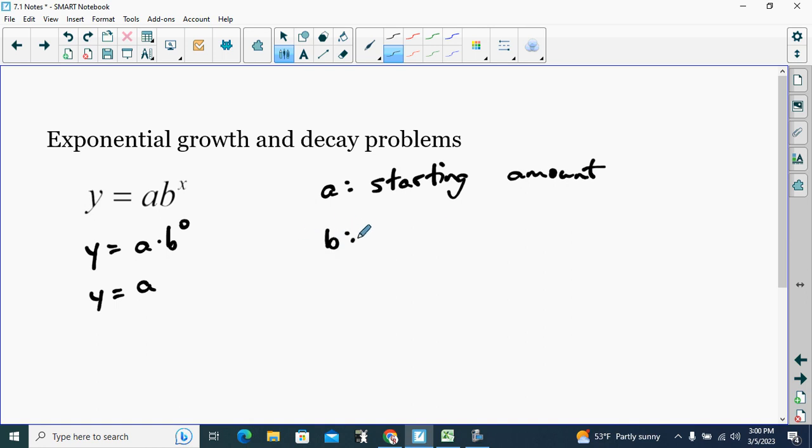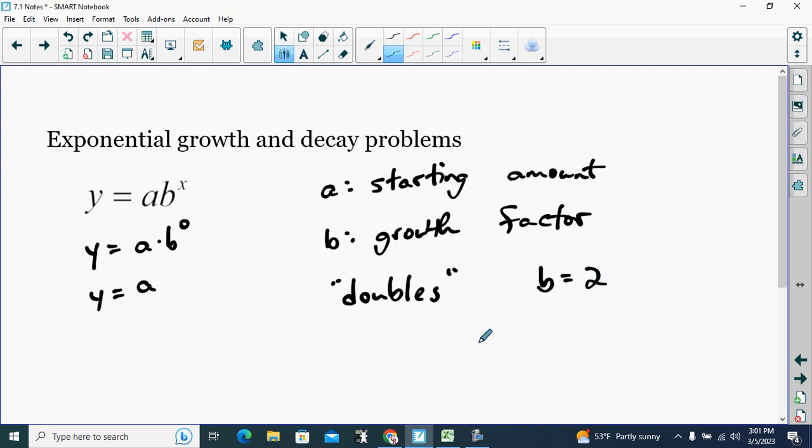B is what is called the growth factor. The growth factor, if it says in the problem that something doubles, means we're multiplying by 2. So b would equal 2. Triples, b would equal 3. If something is breaking in half, b would be 1/2. Easy enough.